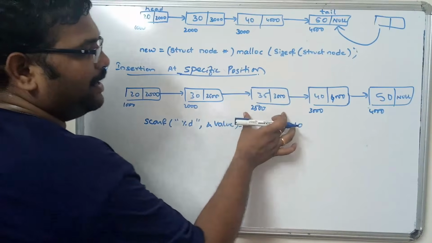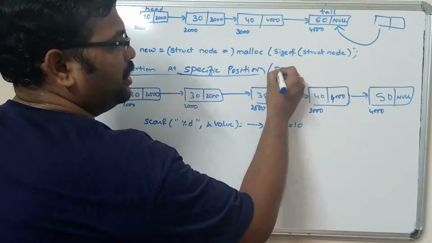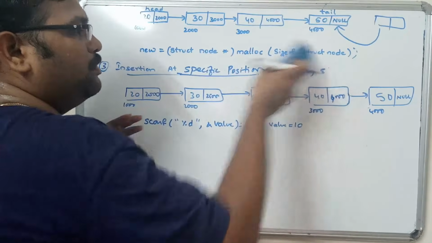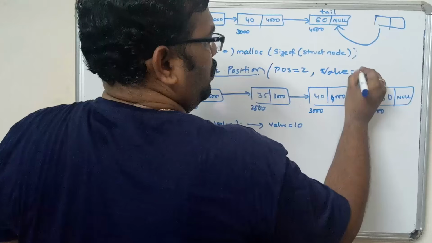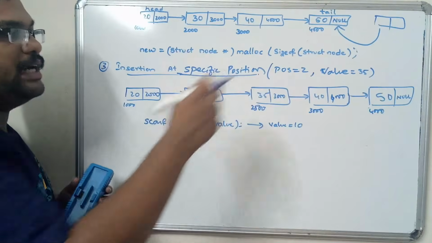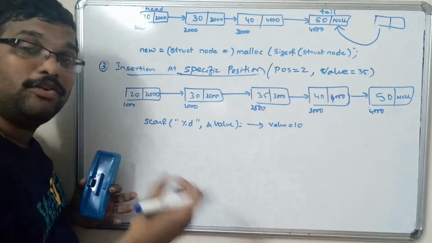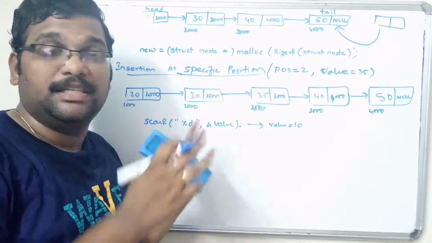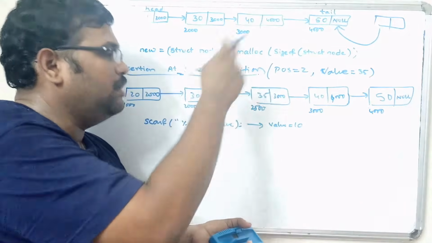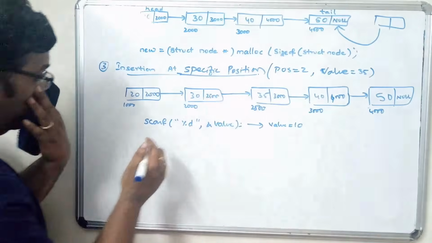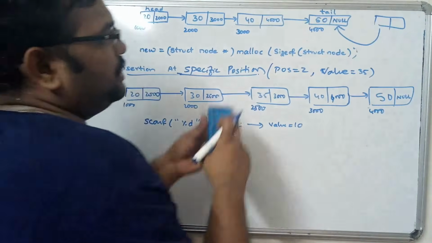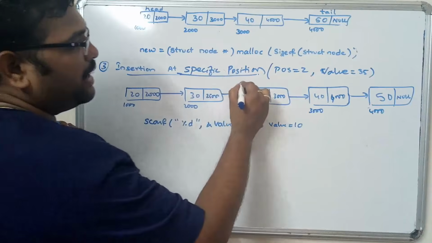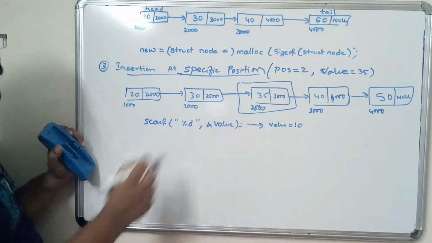So if you want to insert at position 2, so here position is equal to 2 and value is equal to 35. Right. So value 35 should be inserted at position 2. Here also we can consider the index value from 0 itself. So from 0 the index starts. That means the index of first node is 0, second node is 1, third node is 2, and so on. So here, this is our list. In this list, at the second position, we are inserting the element.